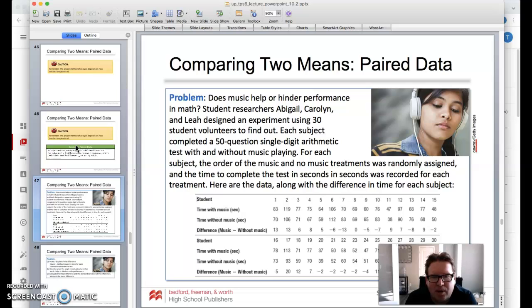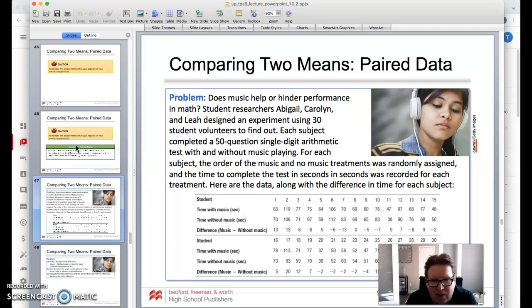Does music help or hinder performance in math? Student researchers Abigail, Carolyn, and Leah designed an experiment using 30 student volunteers to find out. Each subject completed a 50-question single-digit arithmetic test with and without music playing. For each subject, the order of the music and no music treatments was randomly assigned, and the time to complete the test in seconds was recorded for each treatment. Now here's the data along with the difference in time for each subject.